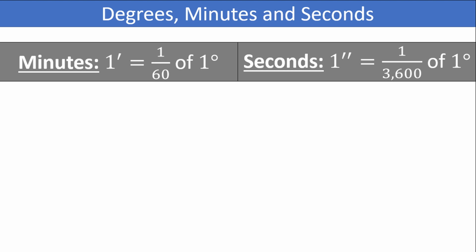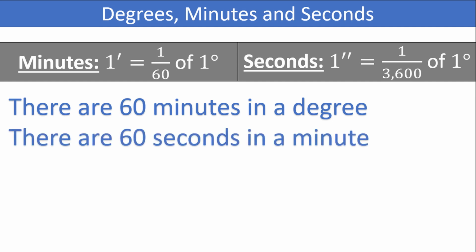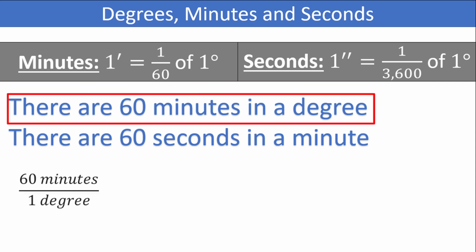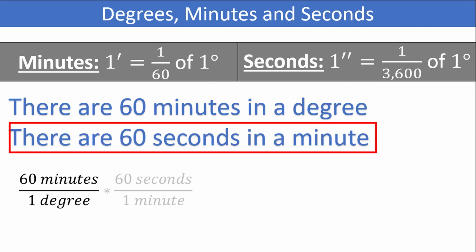Where does the 1 out of 3600 come from? Well, as I already mentioned, there are 60 minutes in a degree. And just like with time, there are 60 seconds in a minute. We can do a little bit of a conversion with this information to find out how many seconds are in a degree. There are 60 minutes in a degree, which can be written as 60 minutes over 1 degree. There are 60 seconds in a minute, which we can write as 60 seconds over 1 minute.